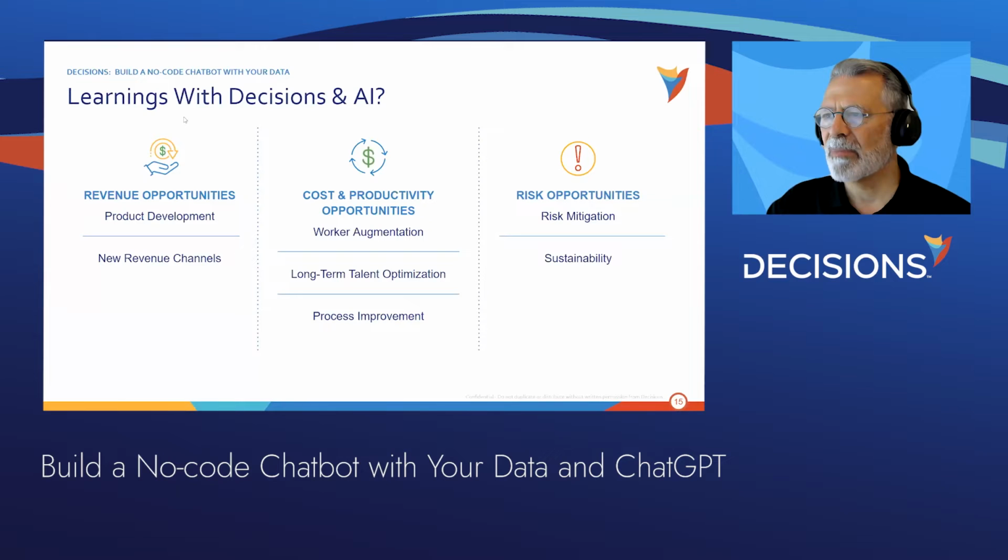So generative AI has a lot of long-term potential in a lot of areas around coding and product development and creating new businesses and business models. But what we're going to focus on here is this middle section. So cost and productivity opportunities that you all can deliver very quickly that bring value to the business. So worker augmentation, talent optimization, and process improvement.